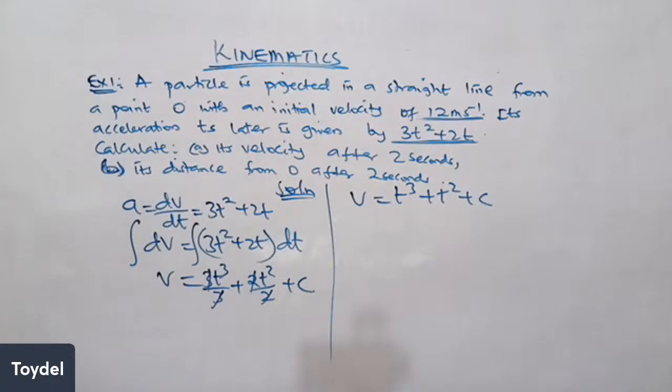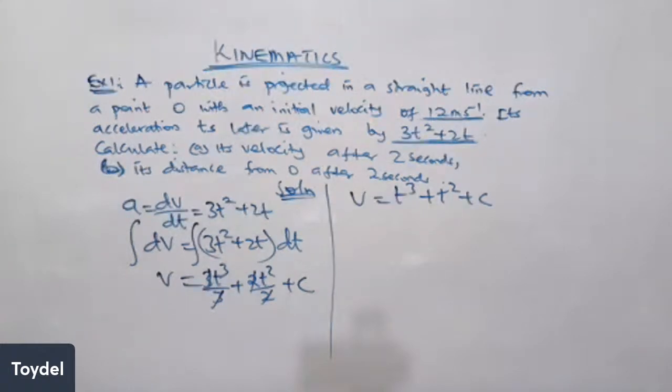But remember that at point 0, there's an initial velocity of 12 meters per second. We are going to use that to find the value of c. That c is an arbitrary constant, so it's determined by a subsidiary condition.